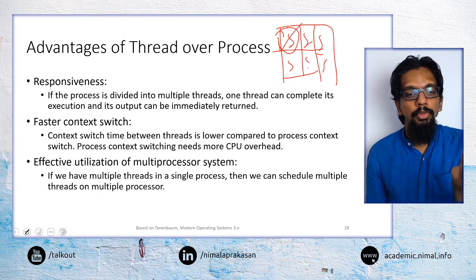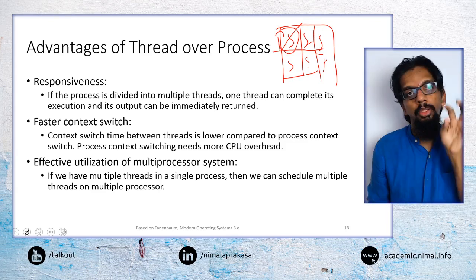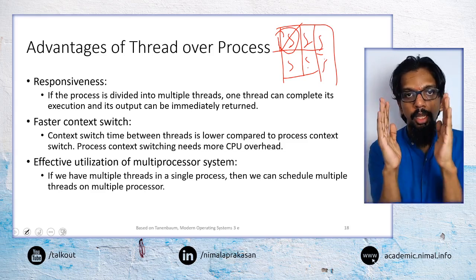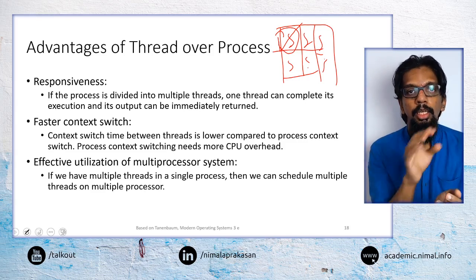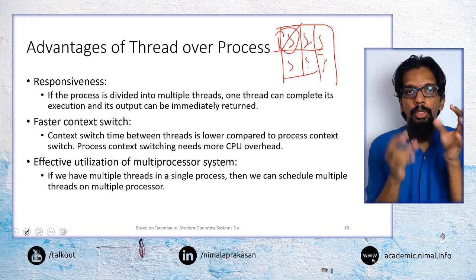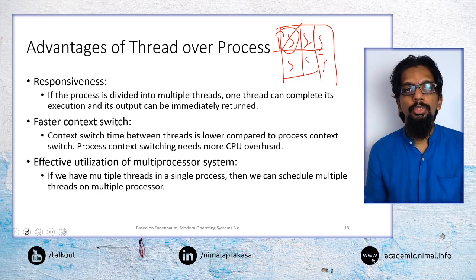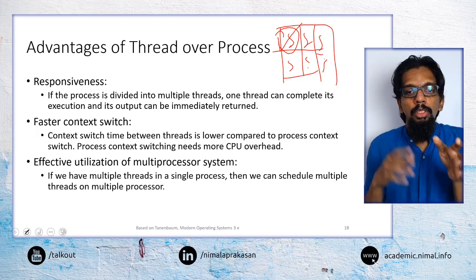And also in terms of context switching, so context switching is switching from one process to another process or one thread to another thread. As we said, threads are lightweight. There's not a lot of information about threads. It will be easier to switch from one thread to the other. Because there's not a lot of information here, it will be easier to switch from one to the other.